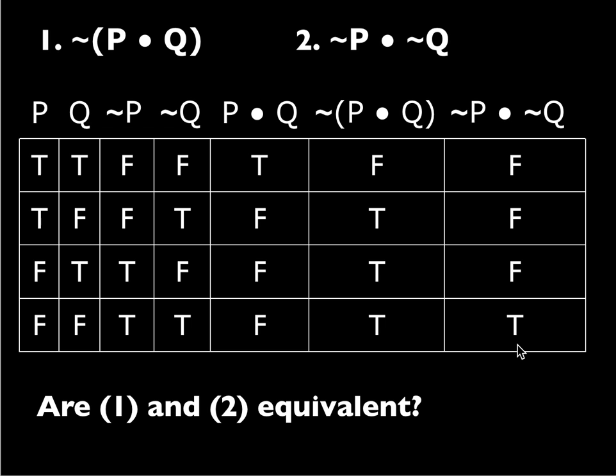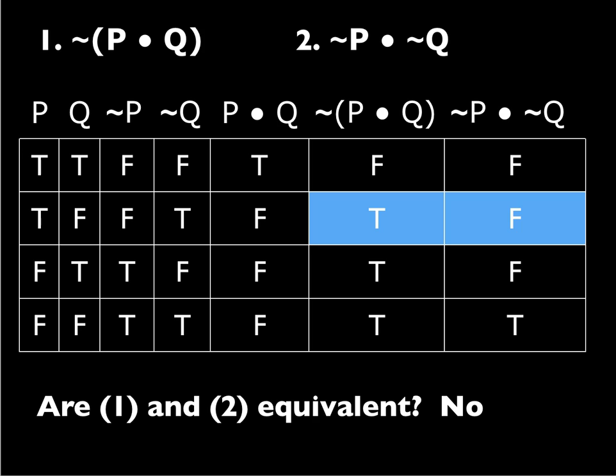First off, are 1 and 2 equivalent? Well, remember the definition of equivalence. You do a joint truth table, and if the truth columns are identical, then they're equivalent. If there's any difference anywhere, then they're not equivalent. And if you look, you can see that there is a difference, right here. So because they're not identical, the answer is no.